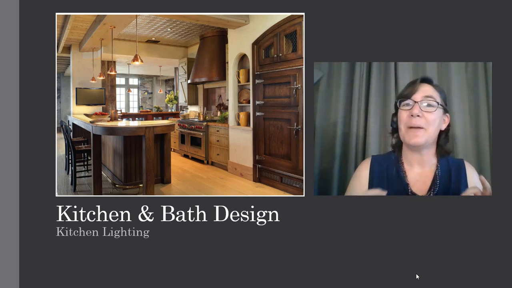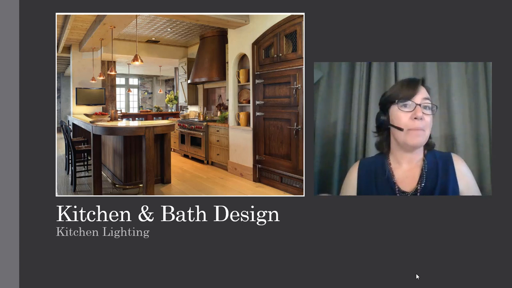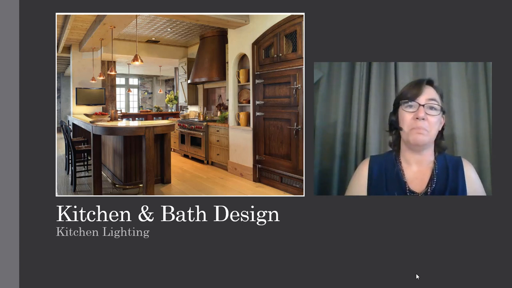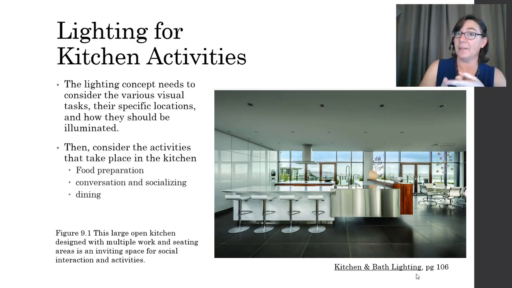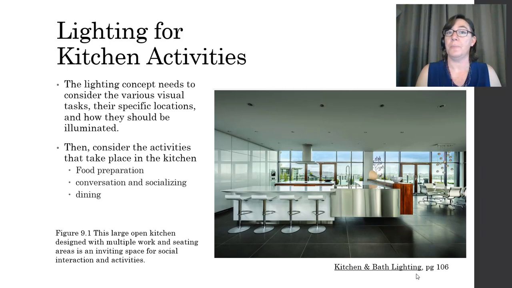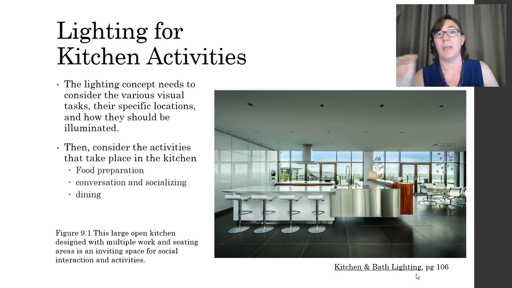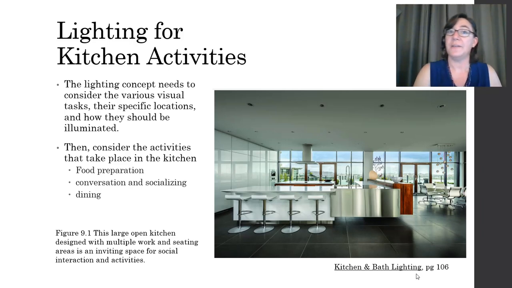Hi, everybody. Let's talk about the different tasks and activities that happen within a kitchen and how we can best provide lighting for them. So, your overall lighting concept for the kitchen needs to consider the visual tasks that are going to be performed, where they are located within the room, and how they should be best illuminated. So, the general activities that take place in the kitchen can be categorized as food prep, conversation socializing, and dining. So, we'll take a look at all three of these.